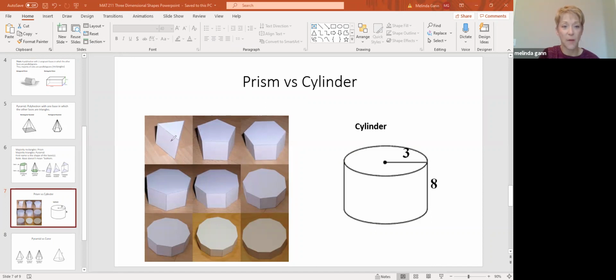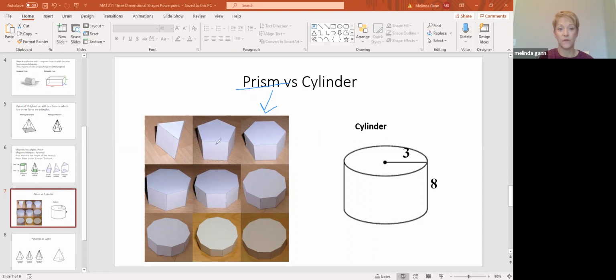Here I've got a triangle on the top and a triangle on the bottom, but I've got 1, 2, 3 rectangles. So do you see that most of the things are prisms? All right, so that's how I know that all of these are prisms, because the majority of the sides are rectangles. Now, is there any shape that's not a rectangle? So that's a triangle. So that's a triangular prism.